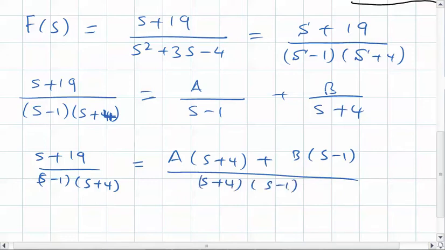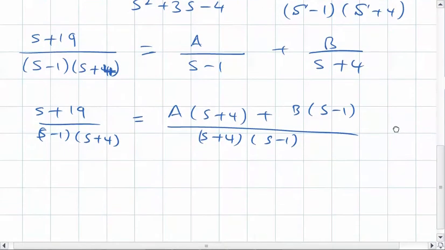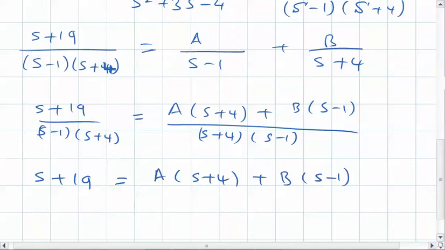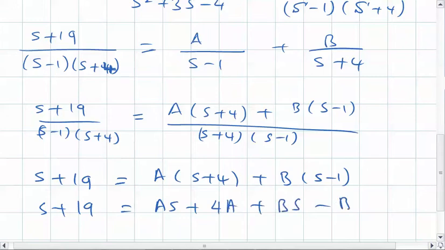s minus 1. Right, so now we know that from this equation the numerators must be equal to each other, so now I can write numerators only, and the reason is that the denominators are the same on left and right, so I can equate the numerators, and I can expand this. Right hand side will be as plus 4a bs minus b.